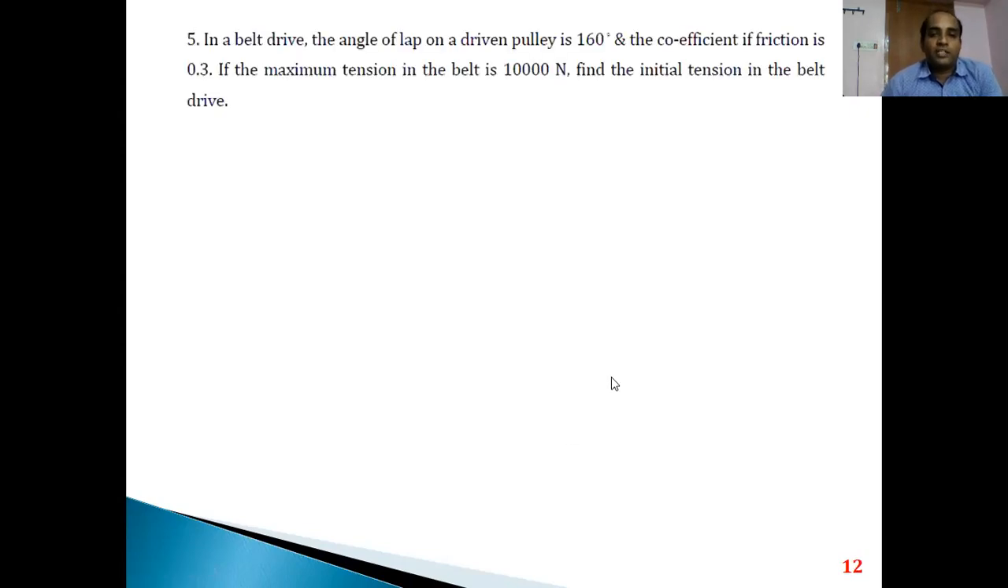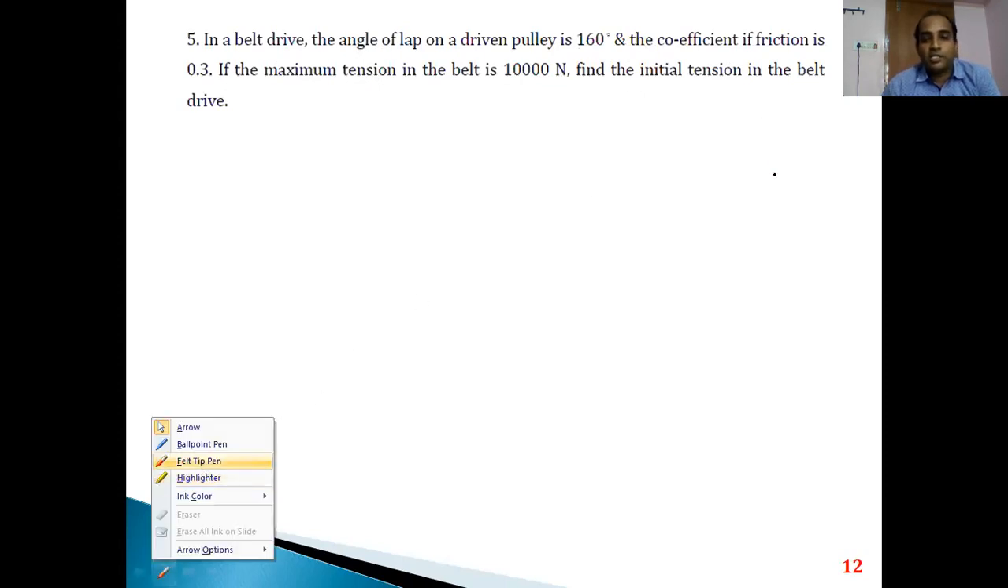Now, moving on to the next problem. If you observe the next question, it says that for a belt drive, the angle of lap on a driven pulley, theta, is 160 degrees. The coefficient of friction is 0.3. Along with that, the maximum tension in the belt is 10,000 newtons. Find the initial tension in the belt.